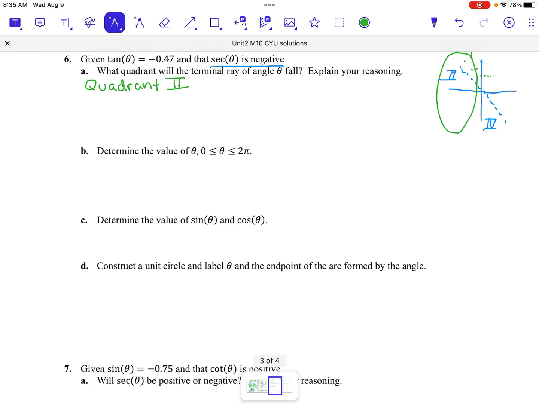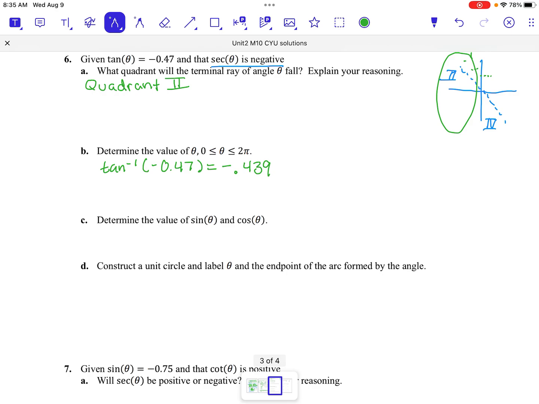terms. So now we want to find the value of theta between 0 and 2 pi. So we're told that tangent of theta equals negative 0.47. So we're going to use inverse tangent since we know the slope and we're looking for the angle measure. And if I put that into my calculator, I would come out with negative 0.439 radians. But keep in mind, that's not the angle I'm looking for.